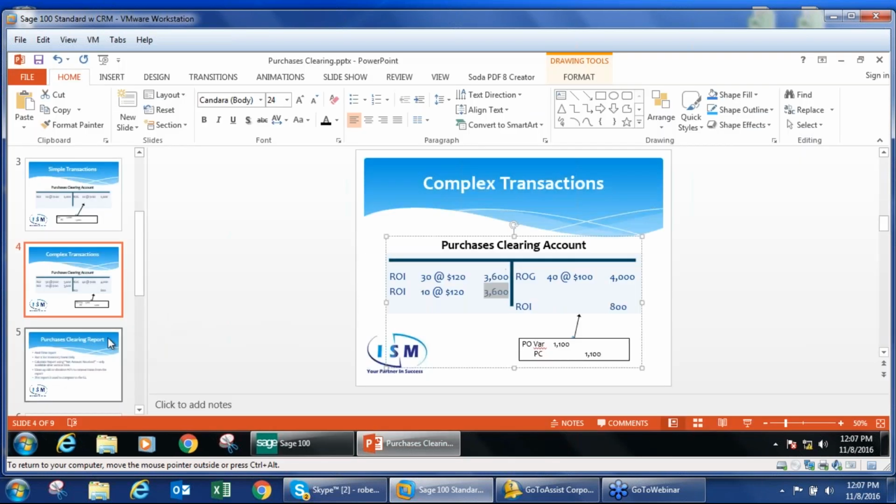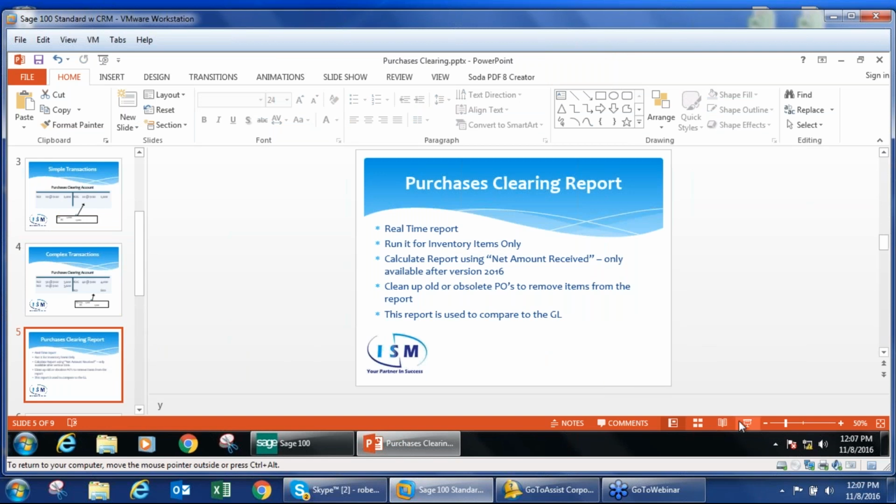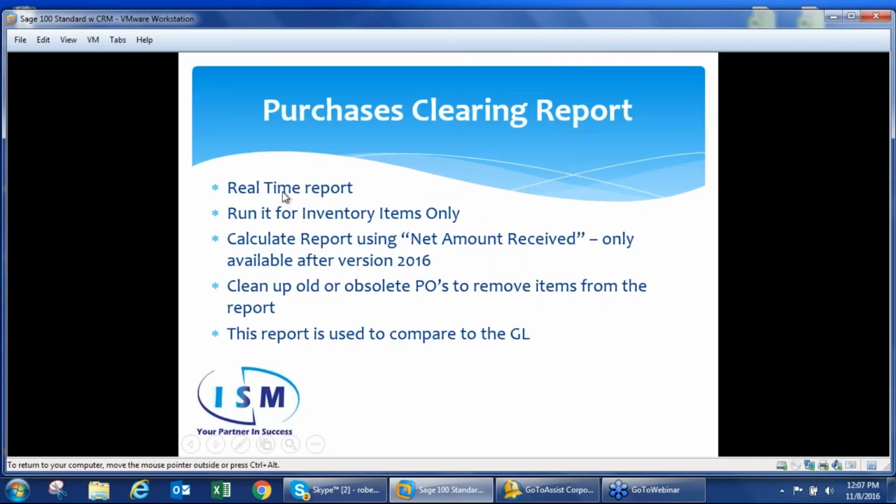So now, if we go back to our presentation, a couple of things on this report. The purchases clearing report is a real-time report. It is run for inventory items only. Much like we saw, if you're in a situation where you have multiple receivers and multiple invoices per line, even if you don't, you should be using net amount received to be able to reconcile to the GL. That way you're assured that you're comparing apples to apples when comparing the report to the GL balance.